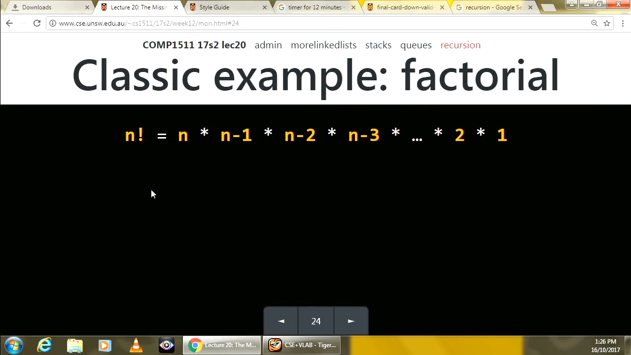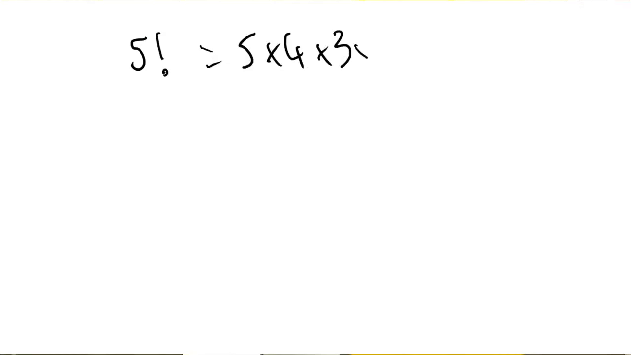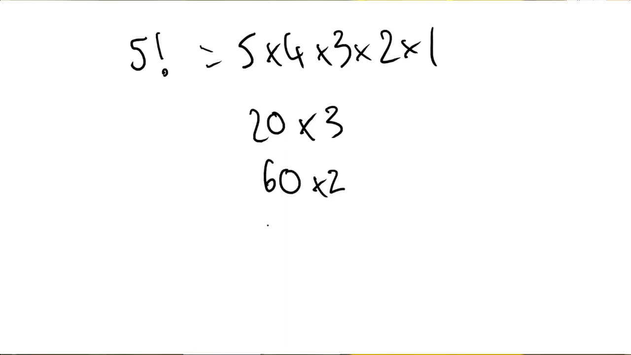So the classic, well, one classic example of recursion is factorial. So when we have n factorial, that is equal to itself times n minus 1 times n minus 2 times n minus 3 and so on and so on. So if we had 5 factorial, that's equal to 5 times 4 times 3 times 2 times 1. Someone probably do this faster than me. 5 times 4 is 20. Times 3 is 60, times 2, 120.